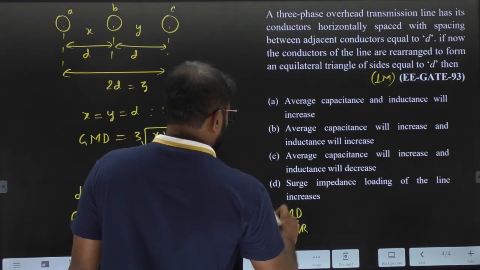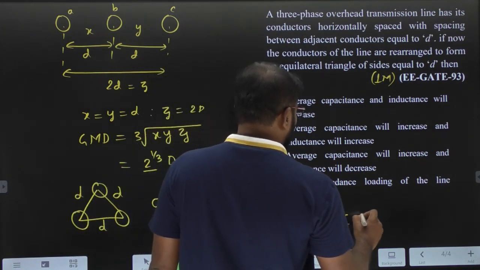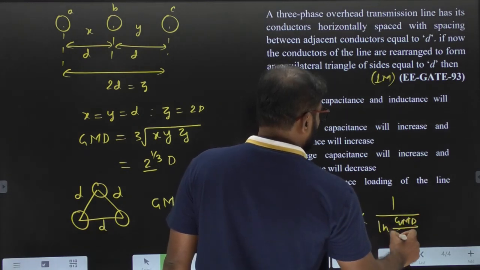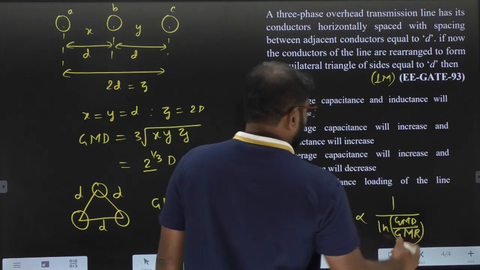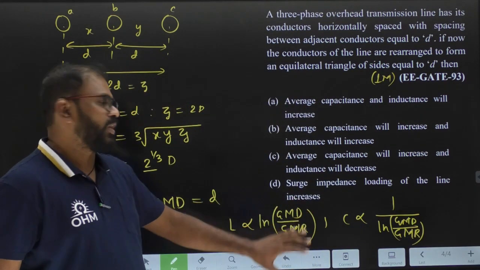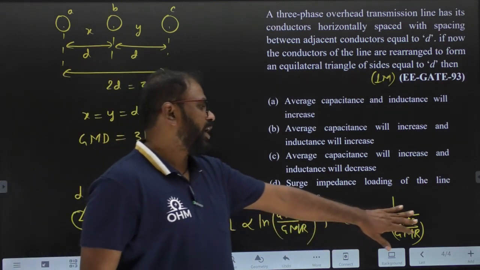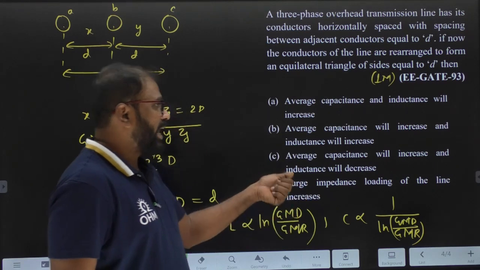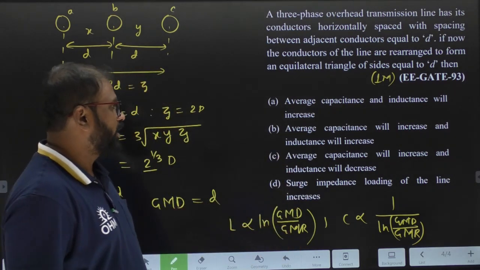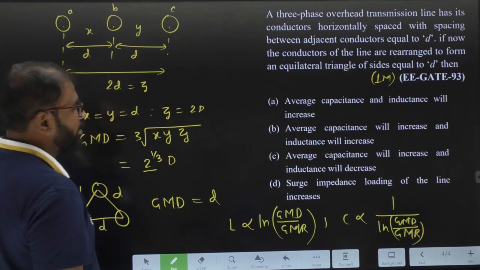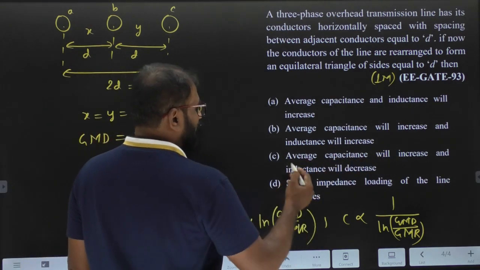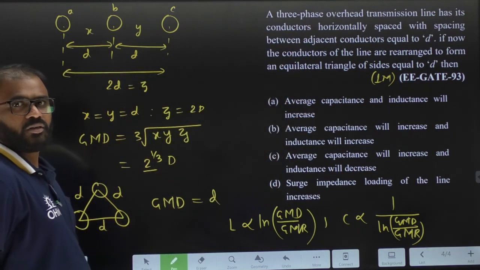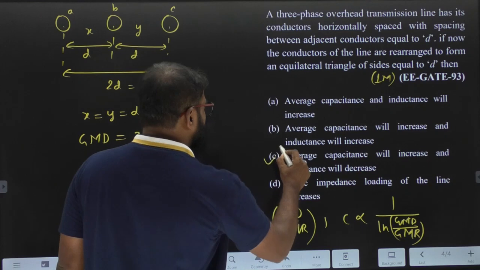But capacitance is directly proportional to 1 by ln of GMD by GMR. So tell me what happens now? If GMD decreases, the ln function decreases. When the ln function decreases, inductance will decrease and capacitance will increase. So average capacitance will increase and average inductance will decrease. So that is the best answer here. If you move from horizontal configuration to symmetrical configuration, average capacitance will increase and inductance will decrease. So the best option is C.